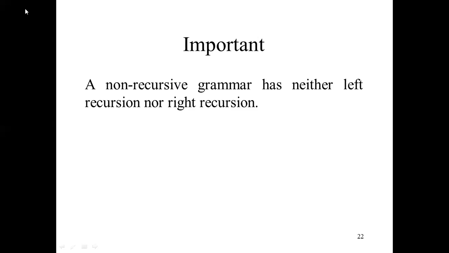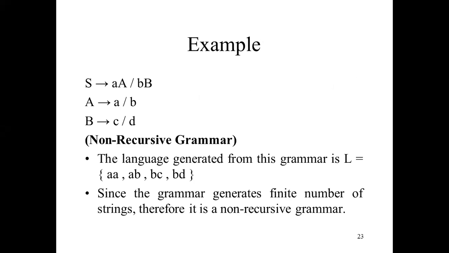So this is called the non-recursive grammar. In this case, there is no left recursion and no right recursion. As an example, we are considering here S can be AA or BB, and we will use them as per need. So here we can divide S as AA or BB. We can choose as per need or requirement.